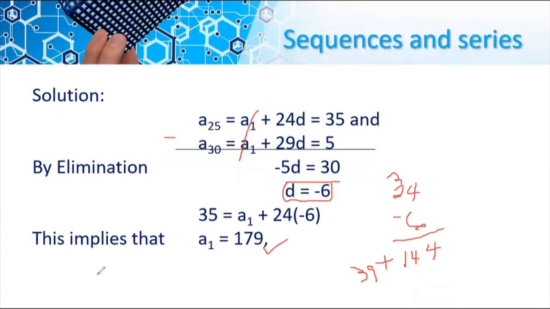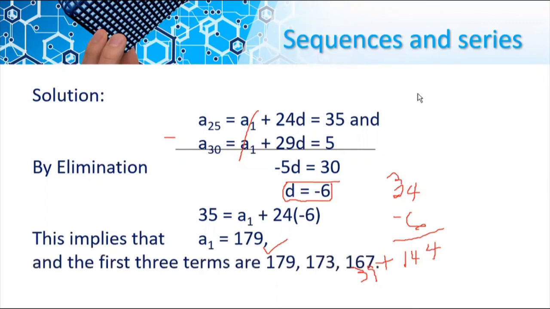Madali na. Nakuha mo na yung first term. So, makukuha mo na yung second term. Ang gagawin mo lang, minus 6. At yung third term, yung result ng second term, minus 6 ulit. Okay? Yun lang naman ang kailangan natin, di ba? First, second, and third. Okay, so the first three terms are 179 first term, minus 6, 173, minus 6, 167. And that's it.